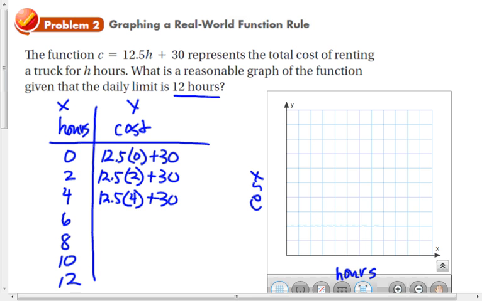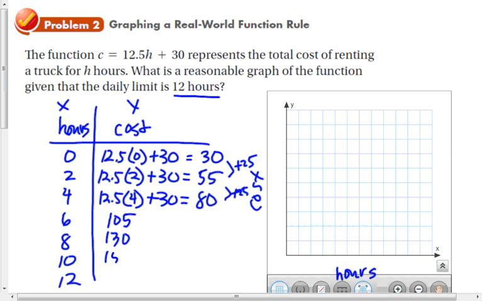And I'm going to look for a pattern here and just see what happens. It seems like the cost should go up by the same amount. So my first value is 30. So 0 hours, $30. My second value, 12.5 times 2 is 25 plus 30 is 55. My third value is 12.5 times 4 is 50 plus 30 is 80. And I can see that I keep adding 25. So I'm just going to assume that that pattern is going to continue. So I'm going to get 105, 130, 155, and 180 for costs.